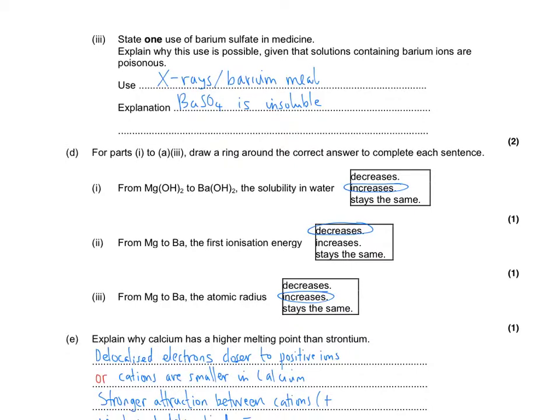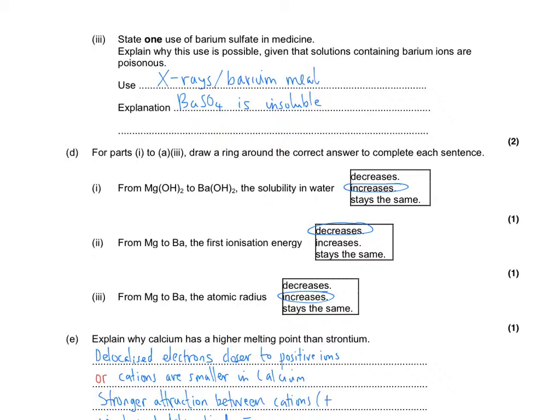So some uses. There are several uses you need to be aware of for group 2. First thing is the barium sulfate used in barium meal X-rays, and explanation: barium sulfate is insoluble. Remember, barium ions are really toxic, but barium sulfate is really insoluble, doesn't get into the bloodstream, so can't poison anybody. Then we're asked to think about trends.